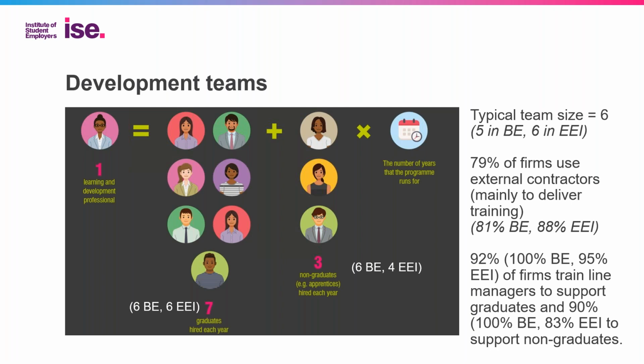So a typical learning and development professional would be responsible for around 20 hires. If we look at how that differs in the sectors, it's not actually radically different. The built environment and EEI are both sitting around an average of 6 graduates a year, with 6 non-graduates in built environment and 4 in EEI. So our typical team size is about 6 people, slightly smaller in the built environment. And most of those firms are also using external contractors to support their core staff.